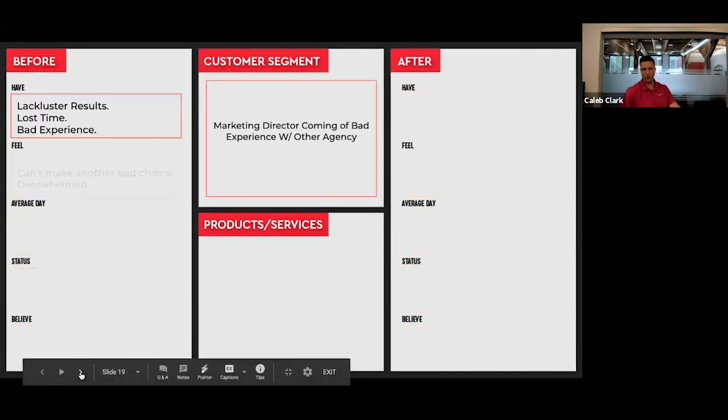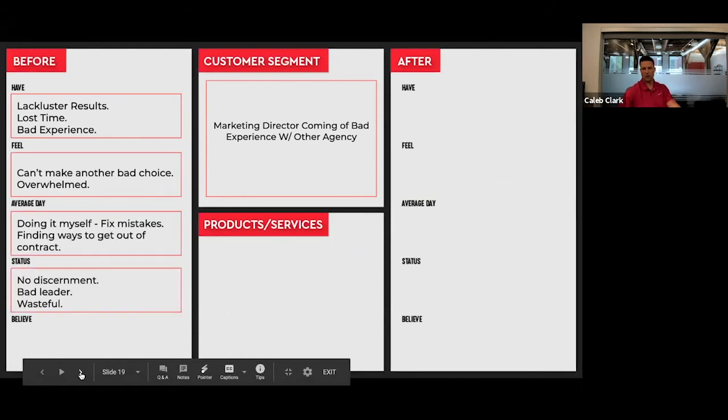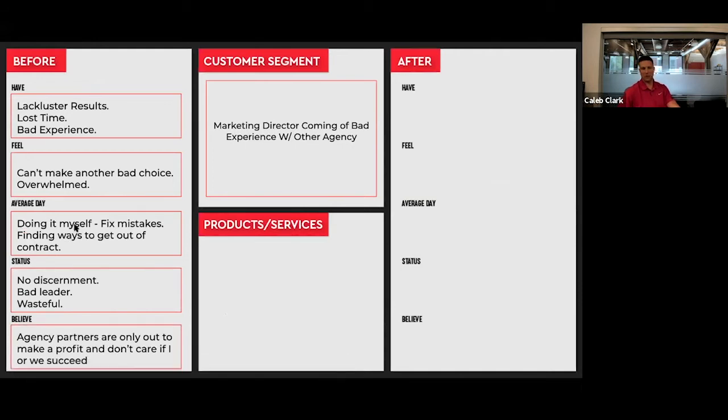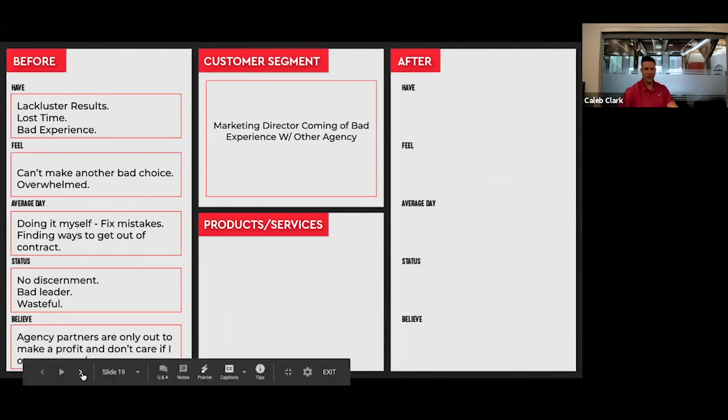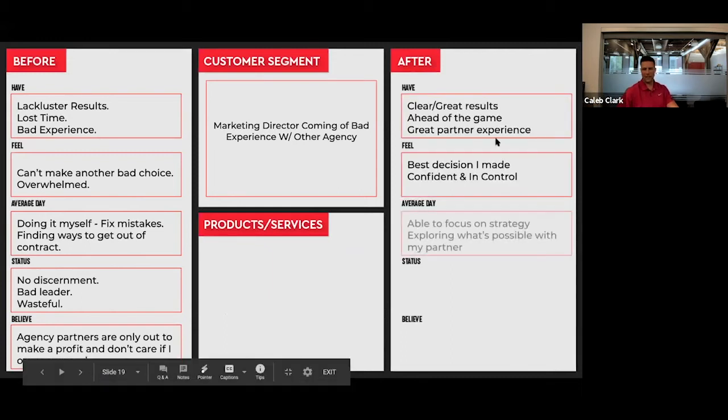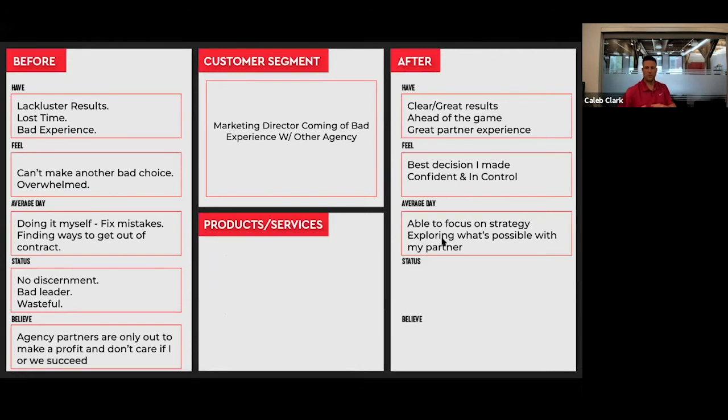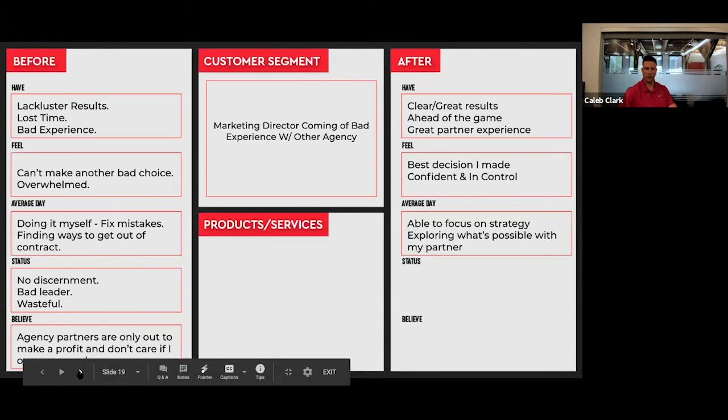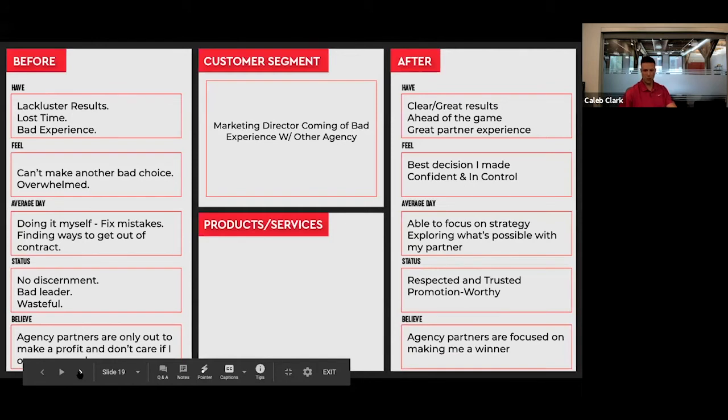Another example, I'll go quicker here. Marketing director coming off of a bad experience with another agency, right? Maybe their average day is doing it myself, fixing mistakes, finding ways to get out of the contract. In the after state, the average day maybe is I'm able to focus on strategy, exploring what's possible with my partner versus finding the ways to get out of the contract. My status is, again, respected and trustworthy, promotion worthy.